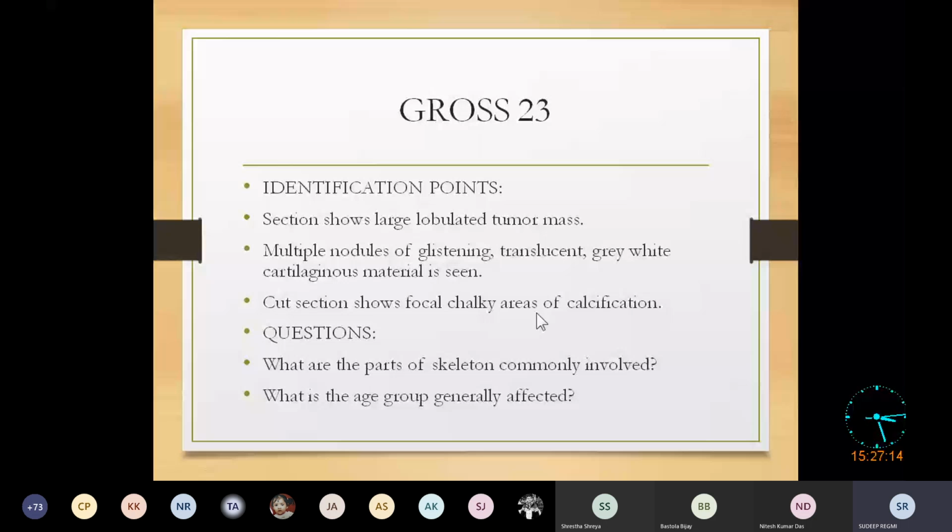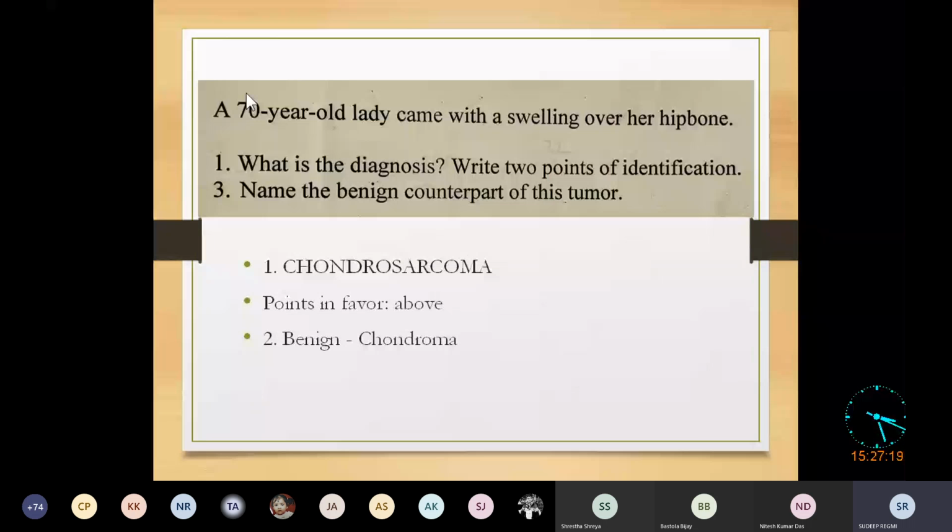The question can come: a 70-year-old lady came with a swelling over the hip bone. What is the diagnosis? And write 2 points of identification and name the benign counterpart of this tumor. So we know the diagnosis, it is chondrosarcoma. Write the 2 points of identification. We have already talked about that. And what is the benign counterpart? Chondroma.